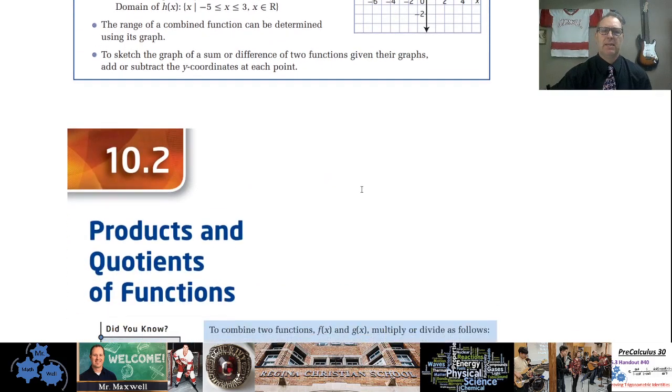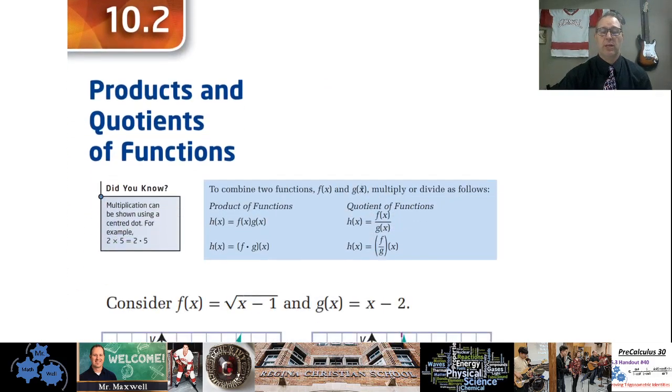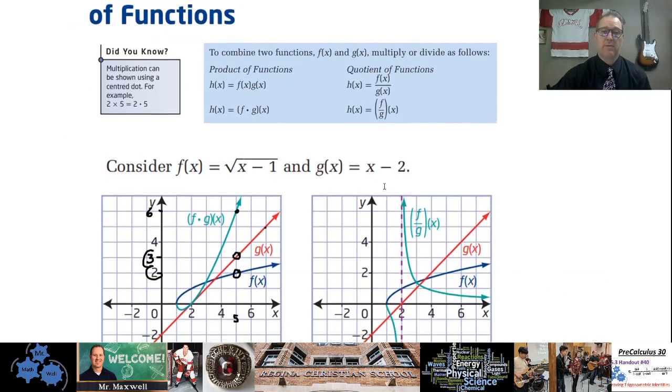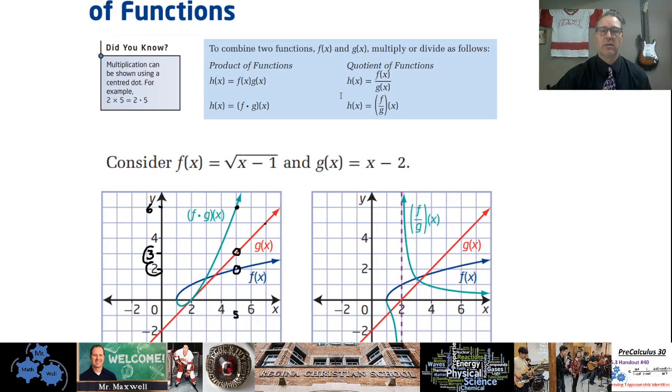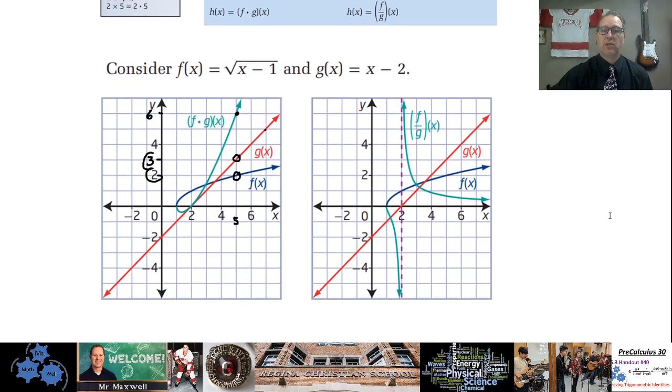Okay. 10.2. Products and quotients. Well, if we can add and subtract functions, we can also multiply and divide them. Here's some notation that you want to take careful note of. f of x just right beside g of x, that means multiplying. Also, if we have a dot here, just like in 2.5, that means multiplication, so that's another notation for multiplication. And here's your quotient notations as well. So if we were dividing functions, no big deal.